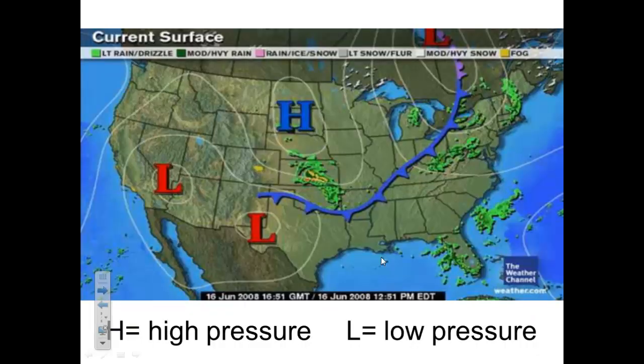Here you see a weather map. Forecasters use weather maps to show current weather conditions and their predictions. There are many kinds of weather maps, but most follow the same general rules.